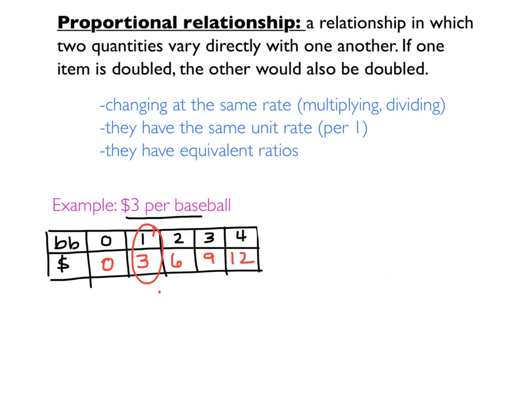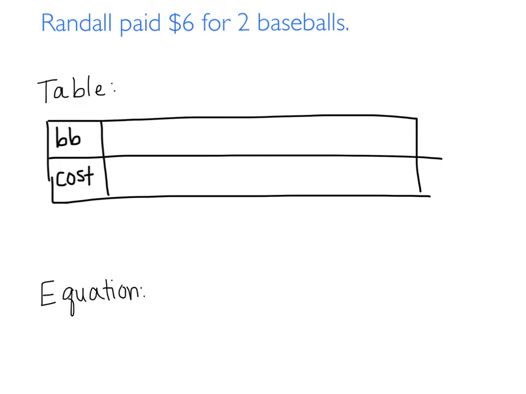So let's say I say 1 baseball costs $3 and 2 baseballs cost $6. These are equivalent because to get from 1 to 2, it's doubling, and then the price also doubled. 3 times 2 is 6. So this is a proportional relationship.